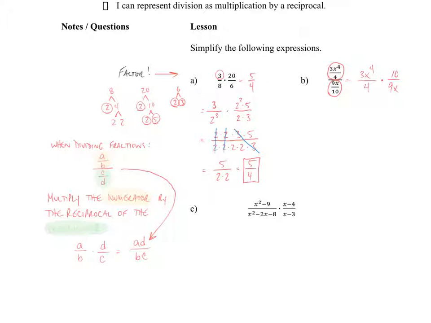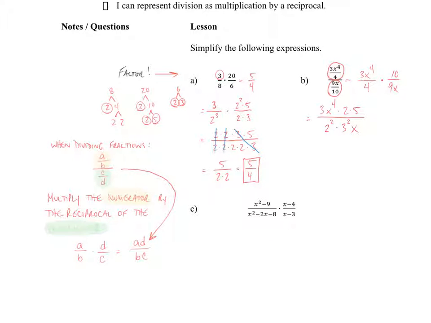And now I'm just going to treat this exactly the same way that I treated the last one. I'm going to set this up as just one fraction because when I'm multiplying these two fractions, I'm just multiplying the numerator and the denominator, and I'm going to factor everything. So I have 3x to the fourth times 10, which is really just 2 times 5 if I break it down. 4 is really just 2 squared, and 9 is really just 3 squared.